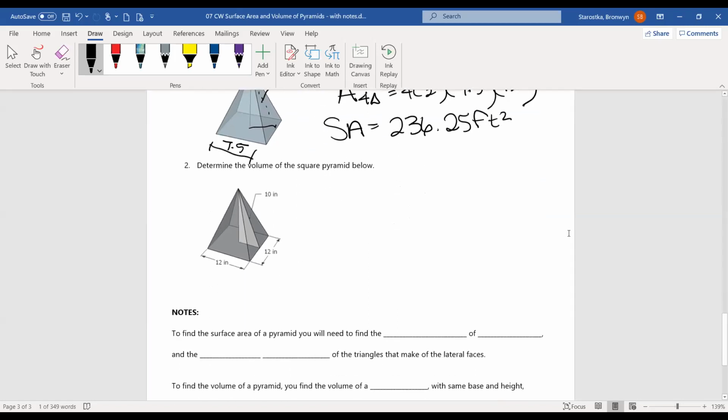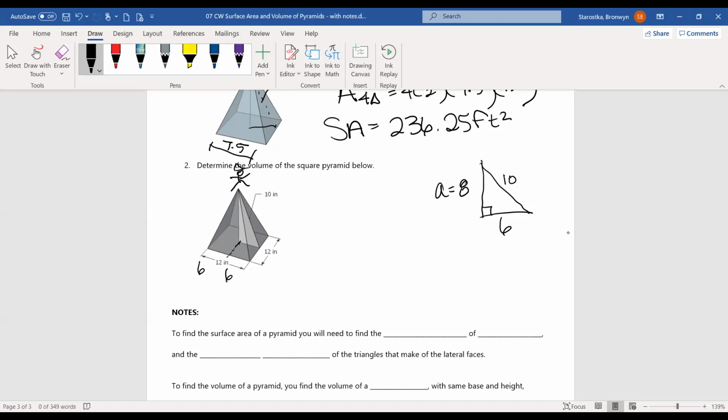Volume of the square pyramid. Well, for volume, we need the altitude, right? We need Pythagorean help. And so we've got this triangle inside, and we know the lateral slant height is 10. And if the whole base is 12, we want half of that, right? 6 and 6. So we want 6, and using the Pythagorean theorem, I can find the altitude A equals 8.